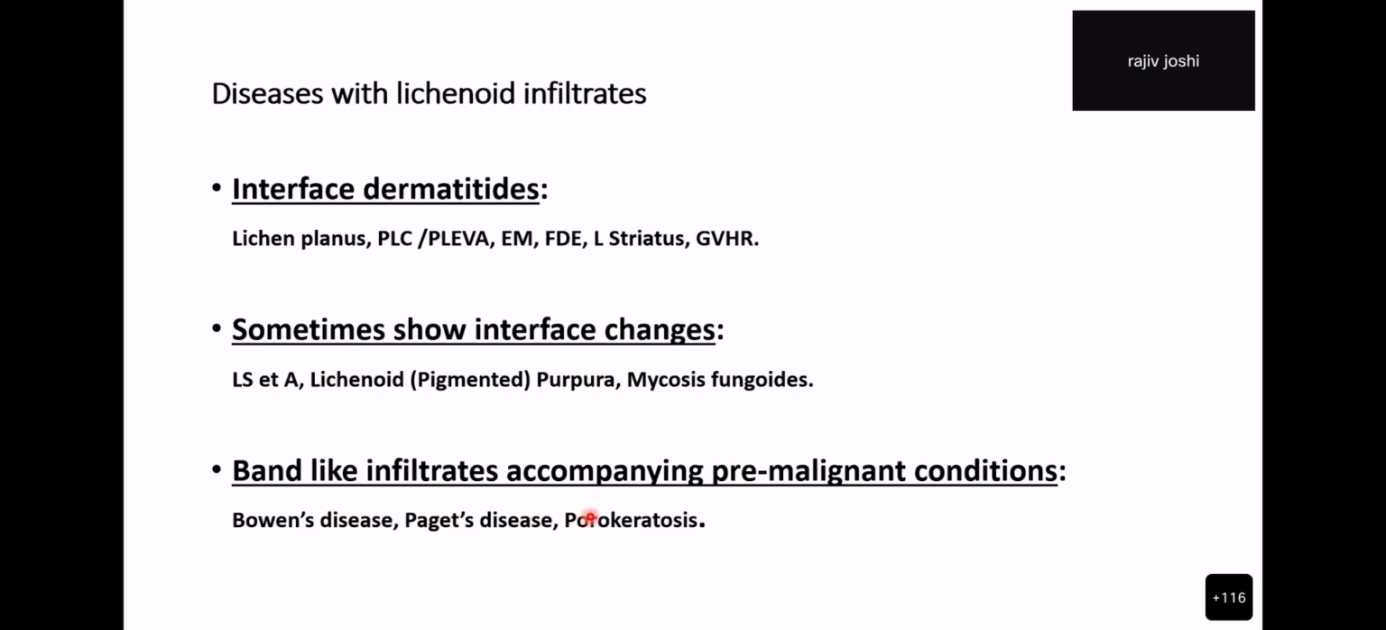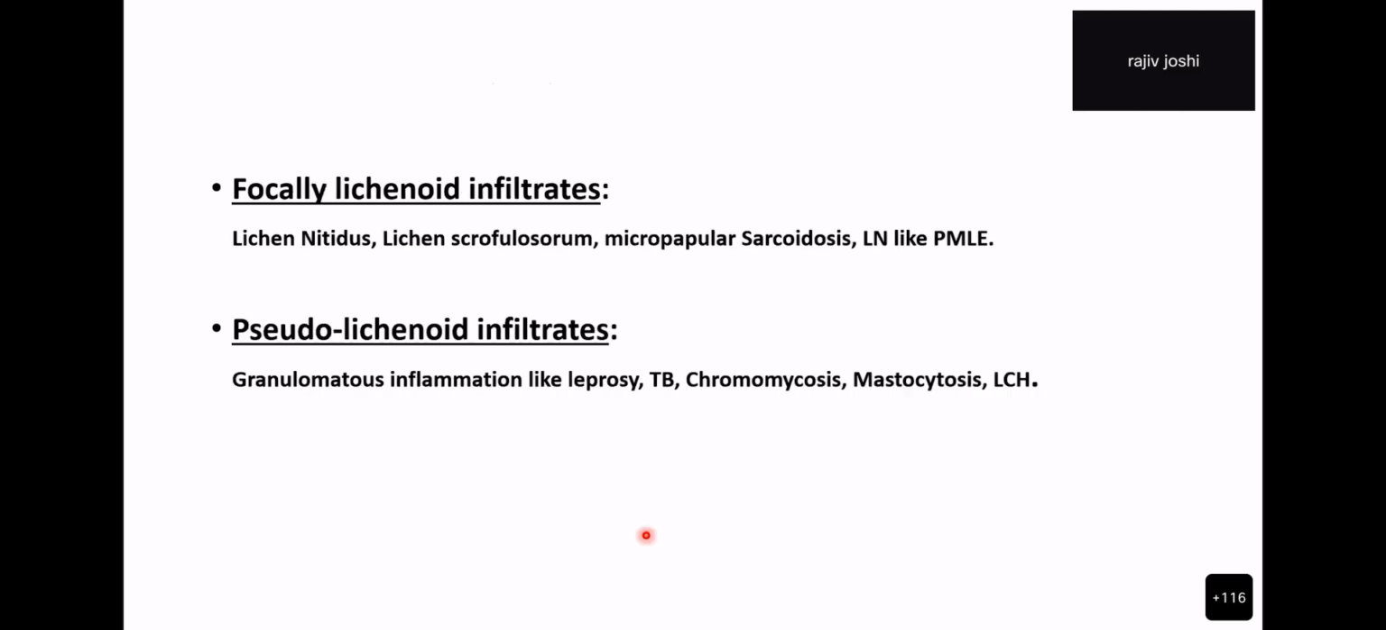Then band-like infiltrates which accompany pre-malignant conditions. So Bowen's disease, Paget's disease, porokeratosis, all of them can show band-like infiltrates. They usually do not show interface changes, but there is a lichenoid infiltrate. Then you have focally lichenoid infiltrates: lichen nitidus, lichen scrofulosorum, micropapular sarcoidosis. Both of these will show small granulomas, and lichen nitidus like polymorphous light eruption. So all of these, the pattern here would be focal lichenoid dermatitis, which could be granulomatous or just lymphocytic.